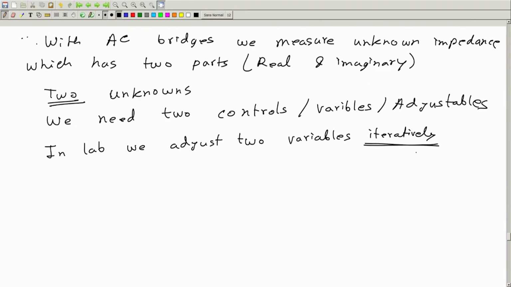In case of DC bridges, like the Wheatstone bridge, we have to adjust only one resistance. We can keep two resistances fixed and vary only one to get the balance. That is easy. But here we have to vary at least two elements iteratively, one then the other, one then the other, and this could be very boring and time consuming.